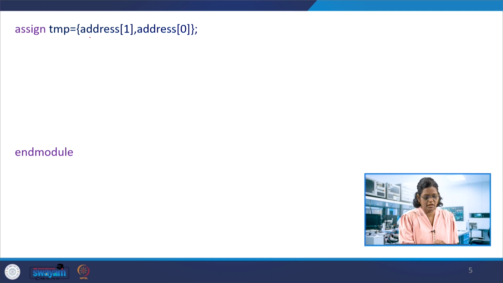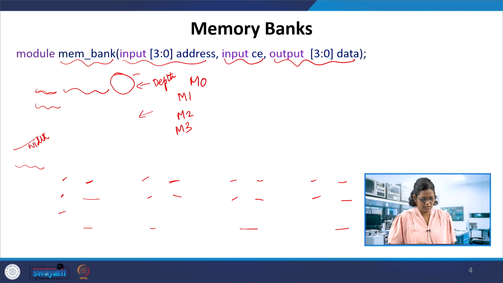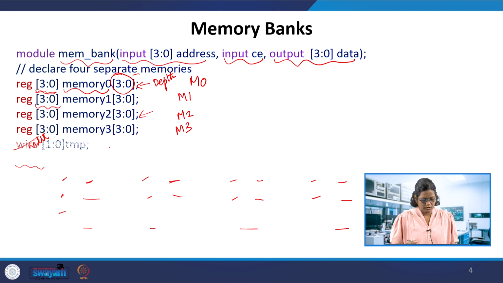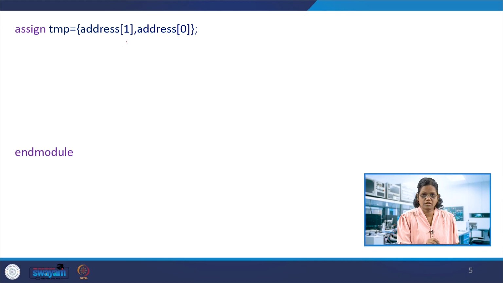Then we assign to this temp the wire which is declared here, address 1 and address 0. So address 0 and 1 are used to locate the location. That gives 0 0, 0 1, 1 0, and address bits 2 and 3 are the chip select, which say which memory it is going to be. So we declare the first 2 bits of the address as temp and assign it. Now, how are we going to retrieve the data stored in the memory?